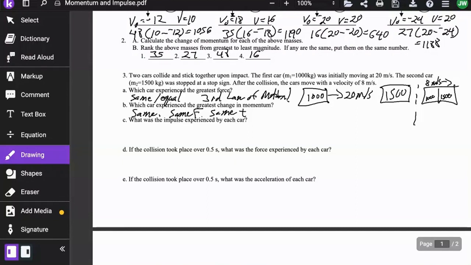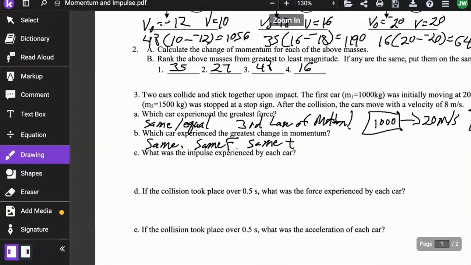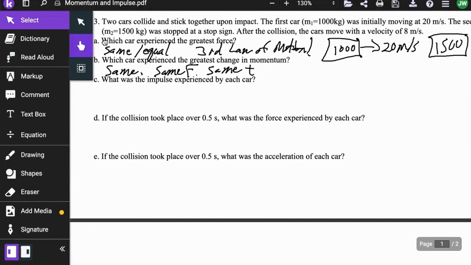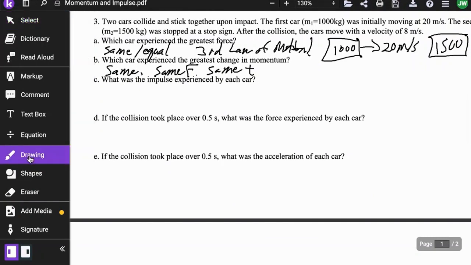C, what is the impulse experienced by each car? We know it's going to be the same in opposite directions, but let's go ahead and calculate it and just take a look. Impulse is change in momentum, so we can calculate it as either force times time, or we can do it as mass times change in velocity. According to the information that we have, mass times change in velocity is going to be the best route.